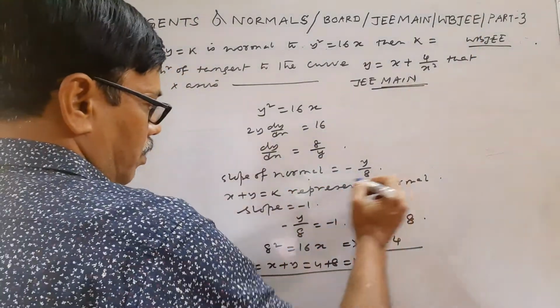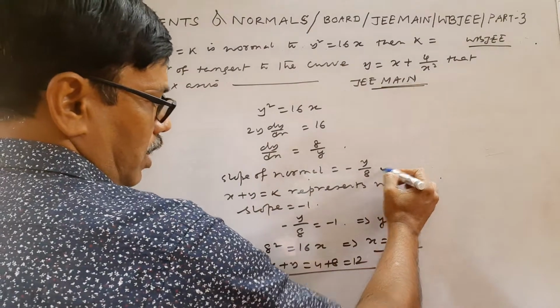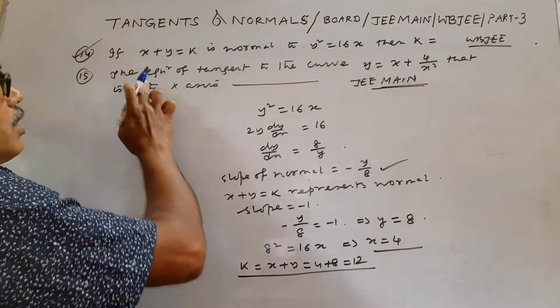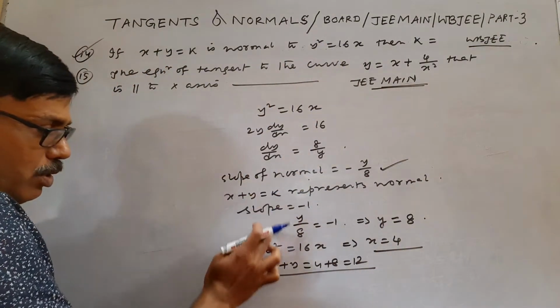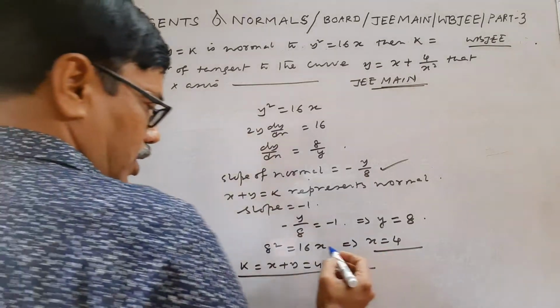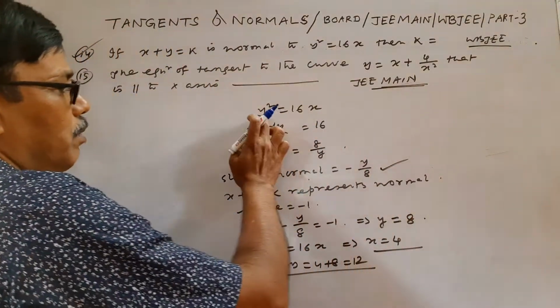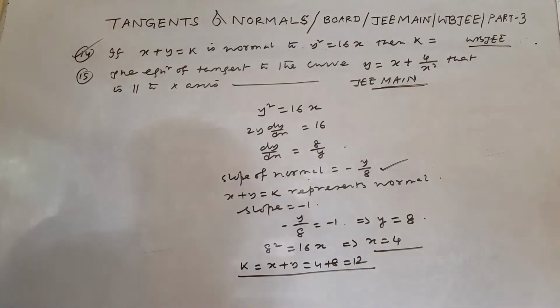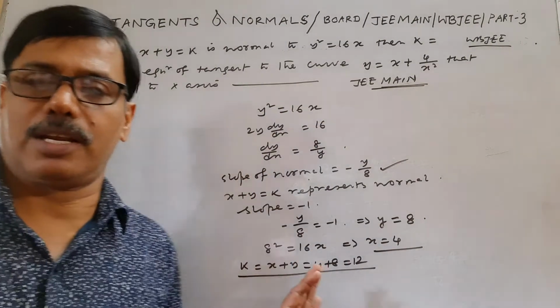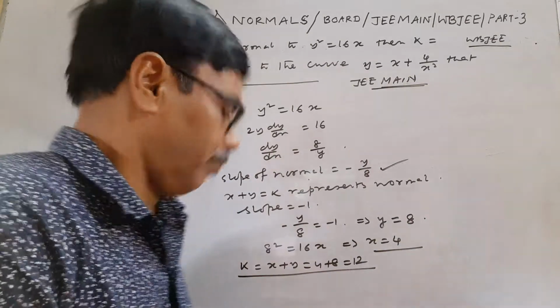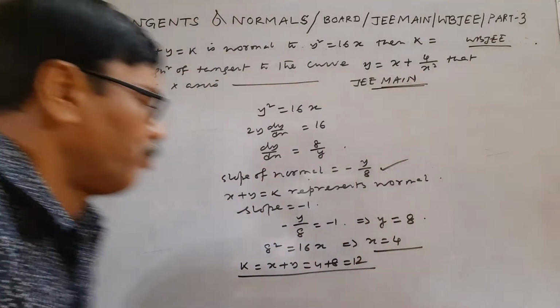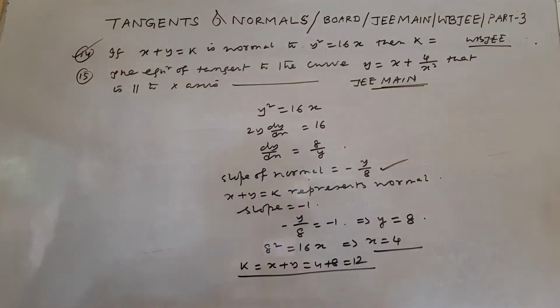Slope of the normal to the curve is minus 1 by 8, and this represents the normal. So what is the slope? dy dx. So this is minus 1. Make them equal, you get y. Putting the value of y, we get x. Then what is k? k equals 12. This is very simple.